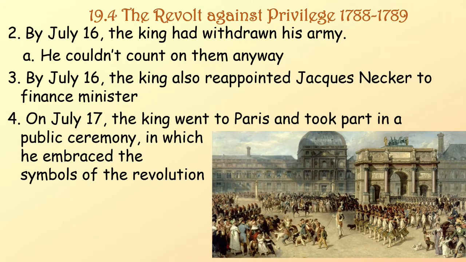By July 16th, the king had withdrawn his army. He couldn't count on them anyway. And also by July 16th, the king reappointed Jacques Necker to finance minister. And on July 17th, the king went to Paris and took part in a public ceremony in which he embraced the symbols of the revolution, which we'll talk about.